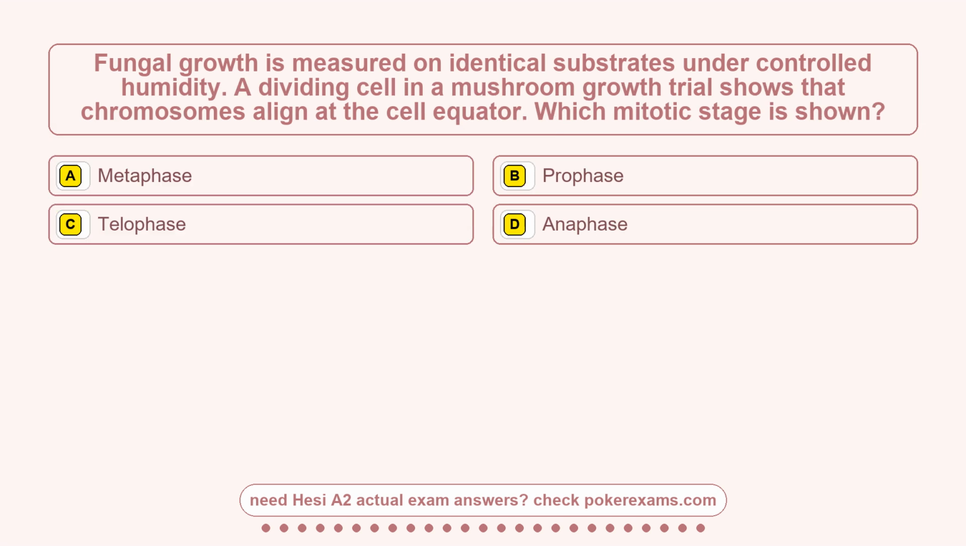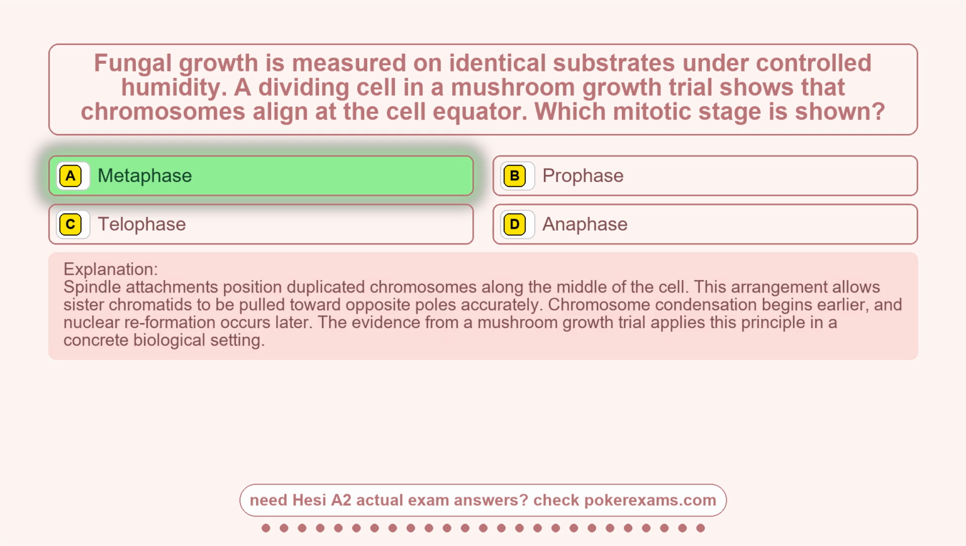Question 16. Fungal growth is measured on identical substrates under controlled humidity. A dividing cell in a mushroom growth trial shows that chromosomes align at the cell equator. Which mitotic stage is shown? Option A metaphase, Option B prophase, Option C telophase, Option D anaphase. The correct answer is Option A, metaphase.